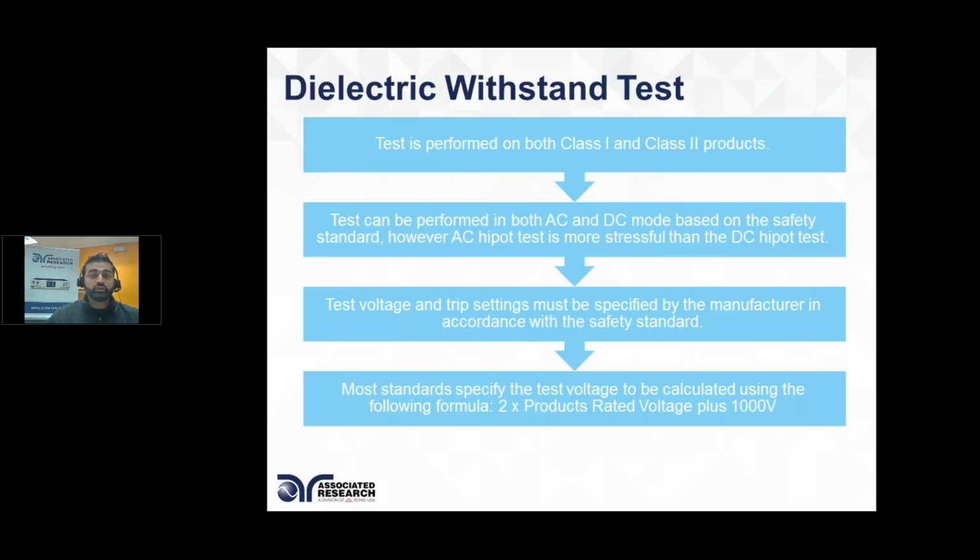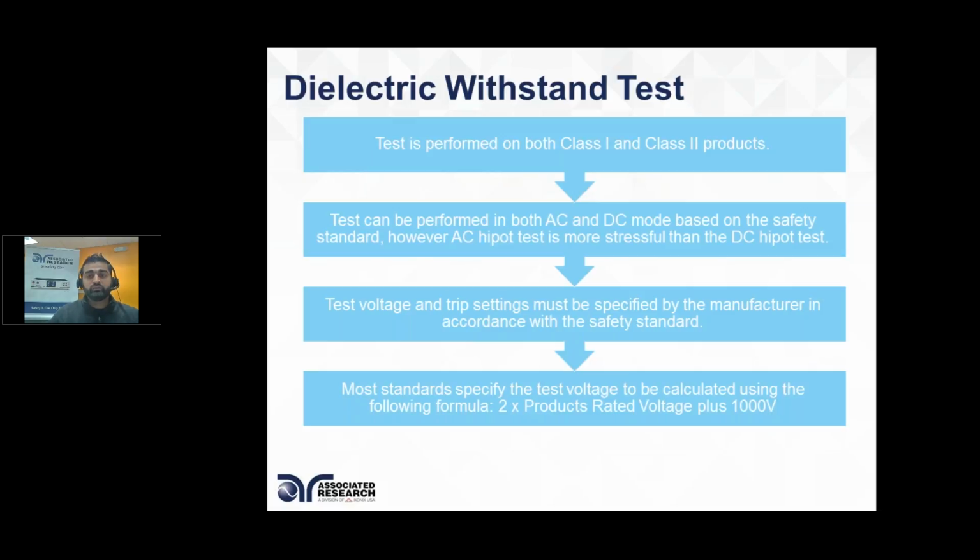Some standards do allow you to convert from AC to DC, but you have to refer to your standards. We've seen this before where the product itself may not work properly under an AC high pot test, like a heating coil for instance, and then we go over to a DC high pot test. Some standards allow it, some standards don't. So you would have to refer to your standards to check if the AC to DC conversion is allowed or not.